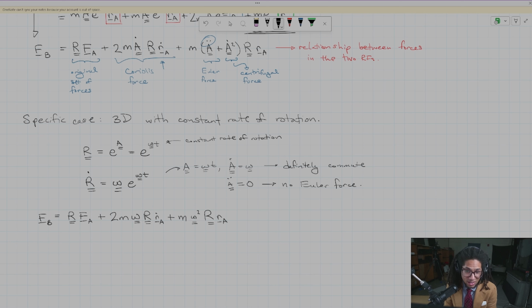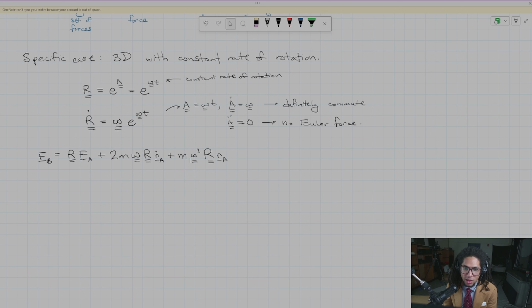All right, so in some sense, we could say, well, we're done, nothing else to do here. But actually, there is some more that we can say. One thing is that in this case, R commutes with everything, so we can pull R just all the way to the left-hand side. So let me actually do that. So we'll have R of FA plus 2m omega RA dot plus m omega squared times RA.